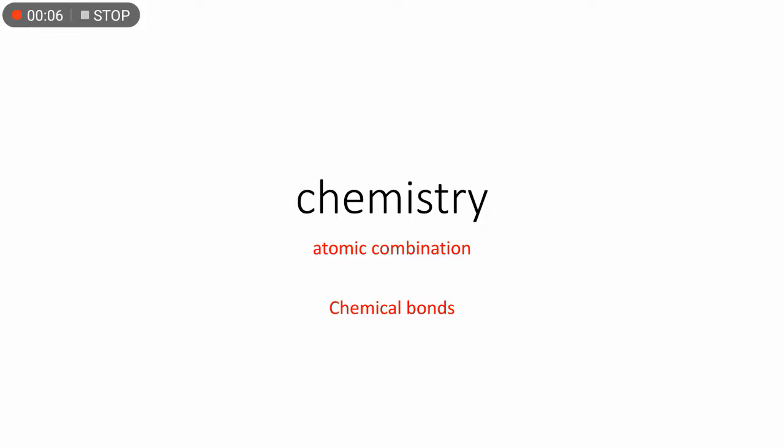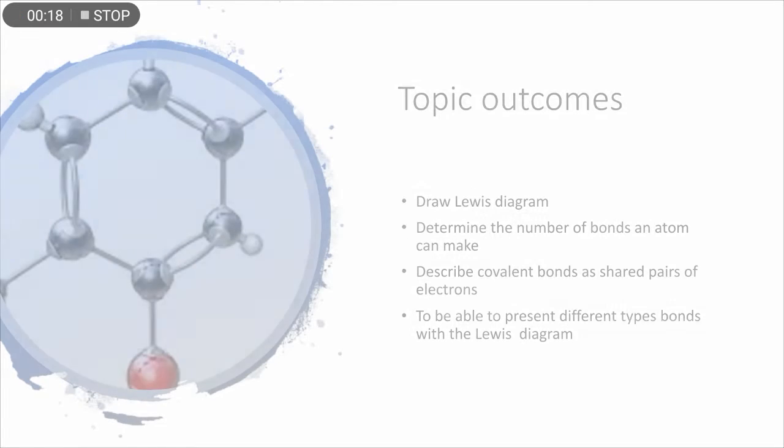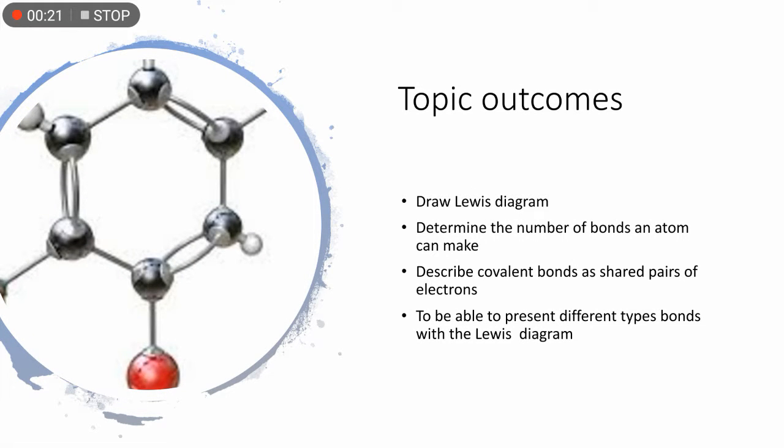Good day, learners. Today's lesson we will be dealing with chemical bonding in the section of chemistry. From today's video, you have to have learned how to draw the Lewis dot diagram to be able to determine the number of bonds an atom can make, to be able to describe the covalent bonds as shared pairs of electrons, and to be able to present different types of bond with the Lewis dot diagram.